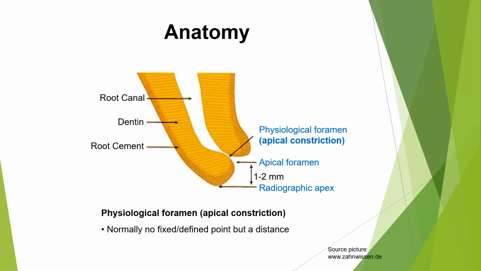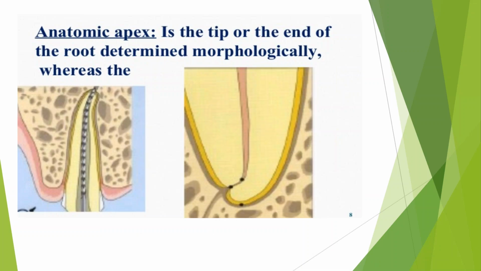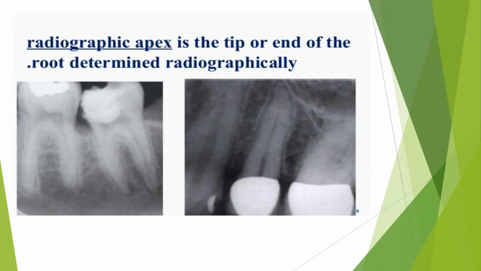Here's the different anatomy of what we're dealing with in terms of the apical constriction. And then we also have the apical foramen and the radiographic apex, which is about 1 to 2 millimeters away from each other. And here we have the anatomic apex. This is going to be the tip or end of the root determined morphologically. All right, whereas the radiographic apex is the tip or end of the root determined radiographically.